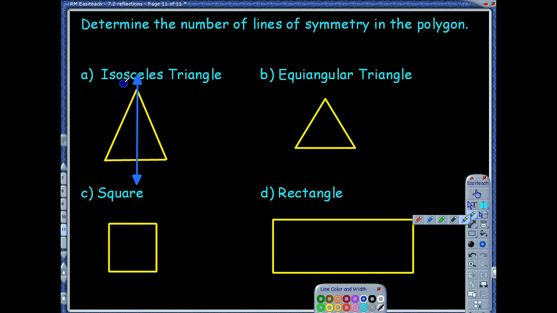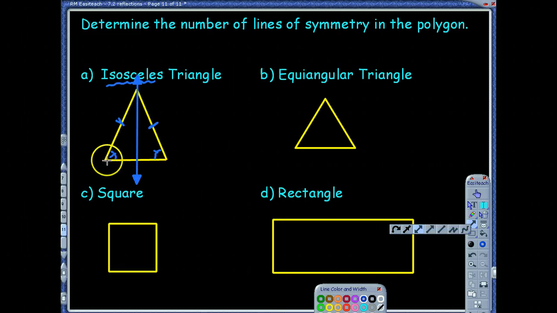And the reason why, here's the key, is because it's an isosceles triangle. I know those sides are congruent, so if I fold it, those sides are going to match up. Even these base angles would be congruent as well, so those are going to fold on top of each other. Now, can you think of any other line of symmetry?